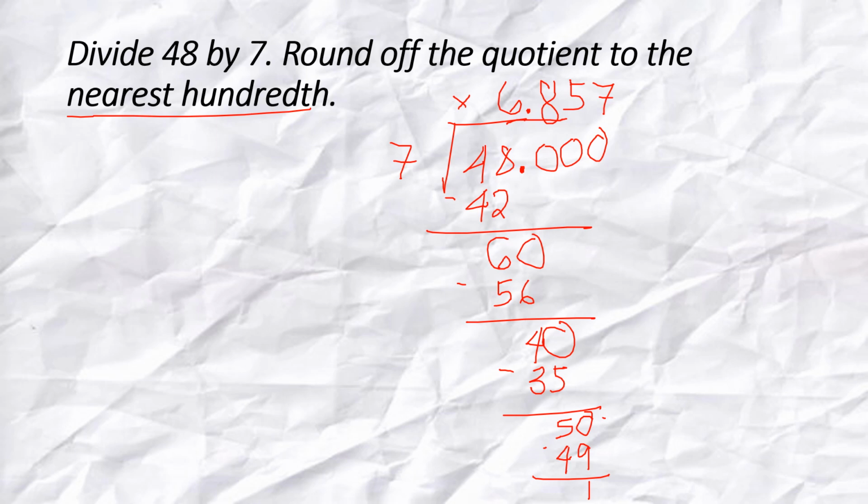We stop here since we already have our hundredths place, which is 5. It says here round off. So we round off 5. The number beside 5 to its right is 7. So we round up. So 5 here will become 6. So the final answer is 6.86.